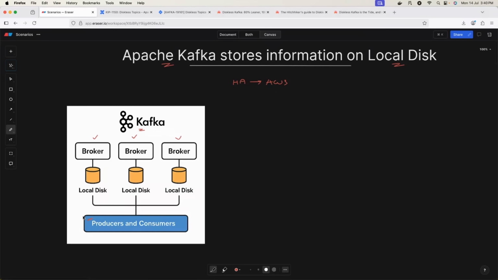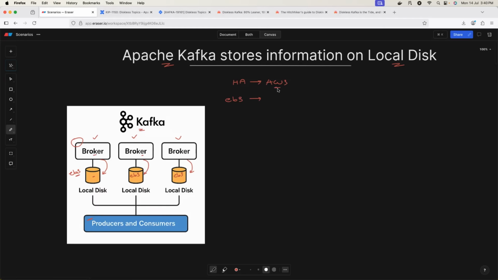Every time a producer writes data to a topic, the partition leader, let's say this broker, stores data onto its local disk. In the world of AWS, we are talking about EBS most probably. Similarly, this broker stores information onto its local disk, which is an EBS volume. Similarly, this broker. Now, the major challenge here is that EBS is not a cost-effective solution.